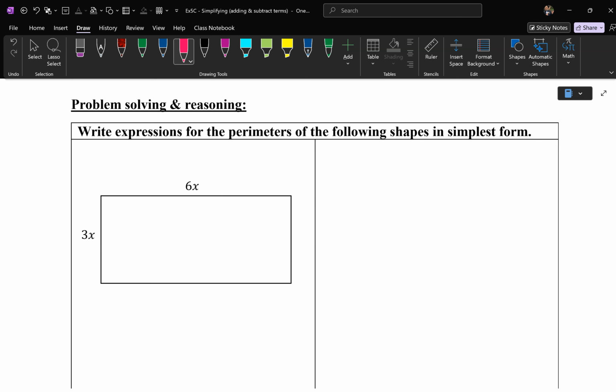So here we go, problem-solving reasoning. So once you've done your fluency section of 5C, the next bit is then to apply your understanding. Okay, so why is it beneficial to simplify? And I showed it to the other class.